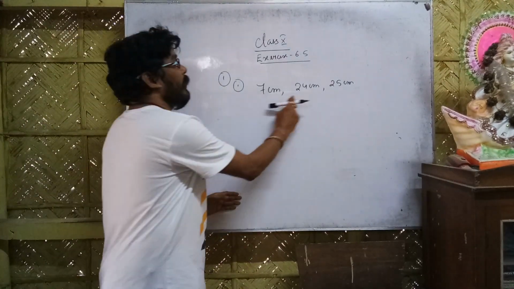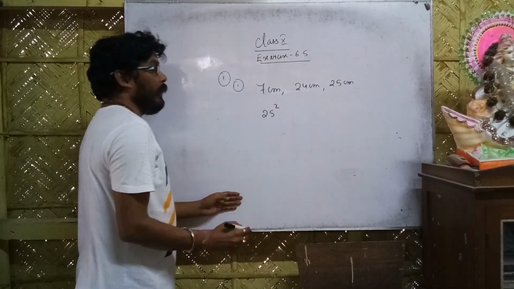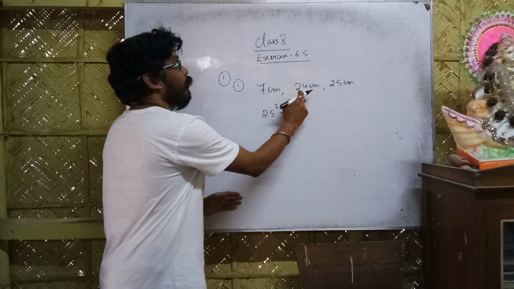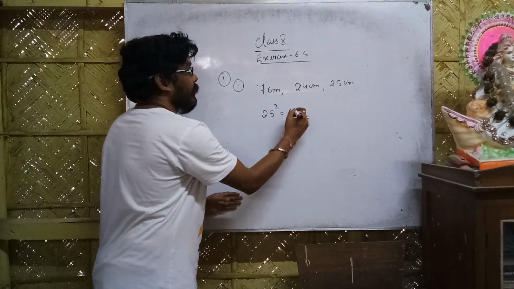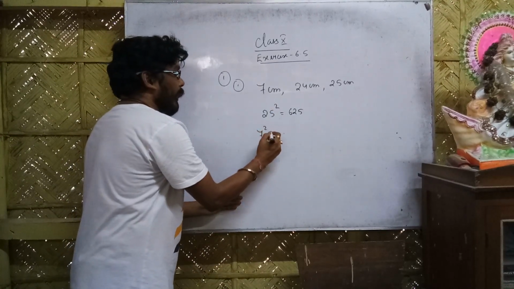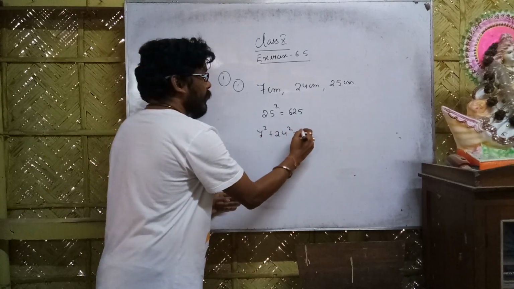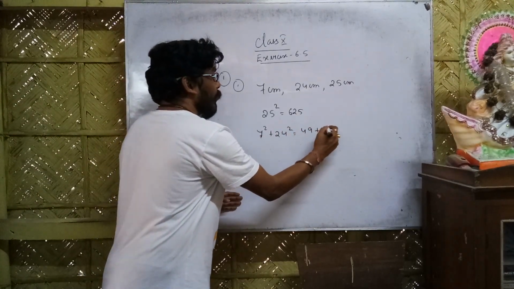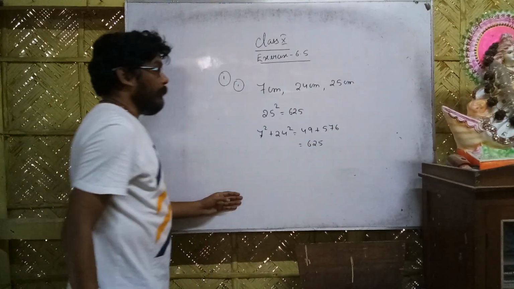To check whether it will form a right triangle or not, take the longest side and do squaring. Here 7, 24, 25. 25 is the longest side, so 25 square is 625. Now take the other two sides, square it and add up. So 7 square is 49, 24 square is 576. If you add up, you will get 625.